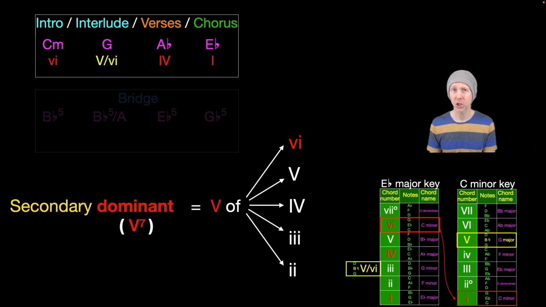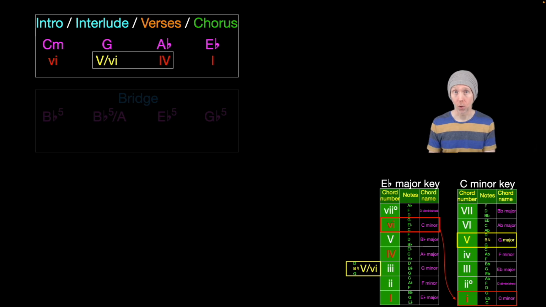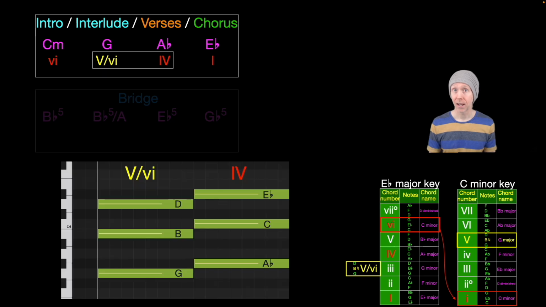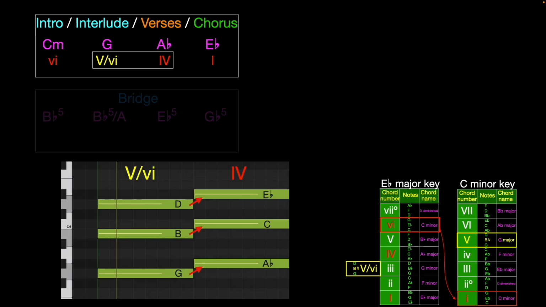Now this G major chord doesn't actually lead to C minor in this case. Instead, it goes to our chord 4. And the reason why this 5 of 6 to 4 works so well is because of smooth voice leading. Smooth voice leading describes chord changes where the notes don't move very far from one chord to the next. In this case, every note simply moves up one semitone.